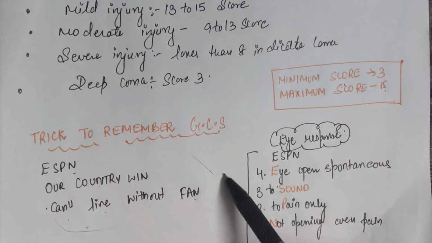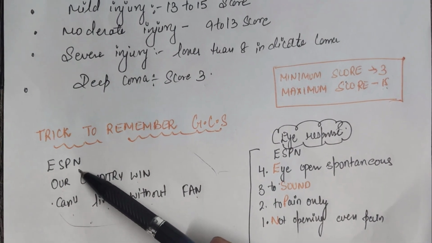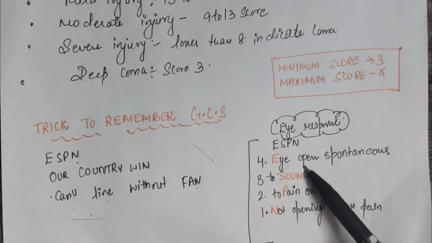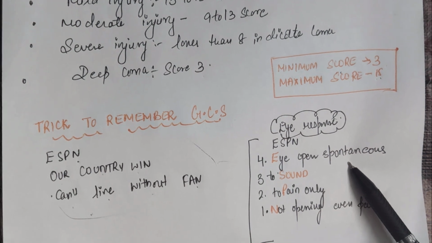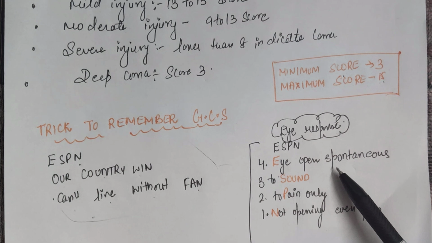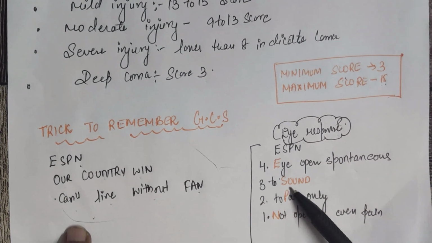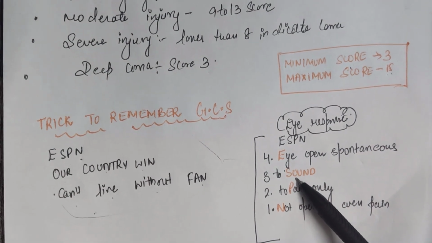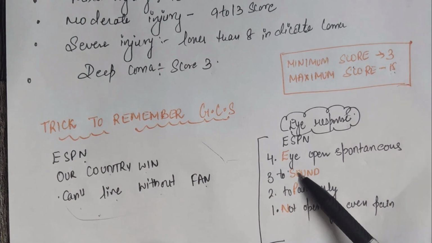Okay. So first I will tell you regarding the eye response. So ESPN can be used like this. E for eye open spontaneously, in which the patient opens the eyes spontaneously; we can call the patient and the patient can directly open his or her eyes. Next is S, that is sound. So when we speak the name of the patient, he hears the sound and then the patient opens the eyes, so that is the eye response.